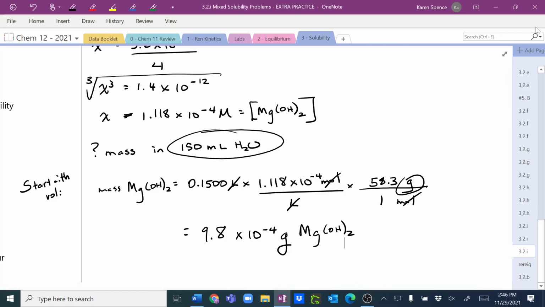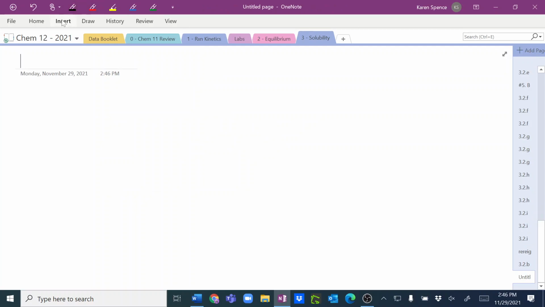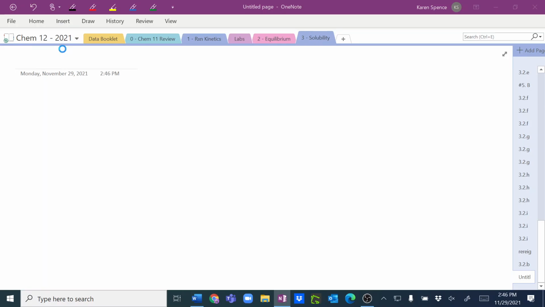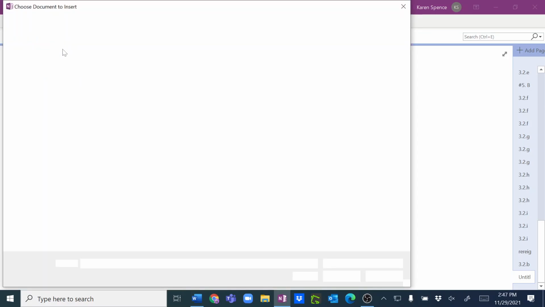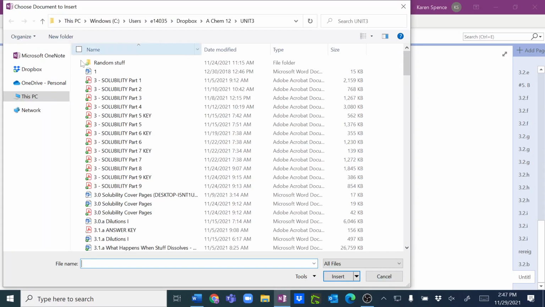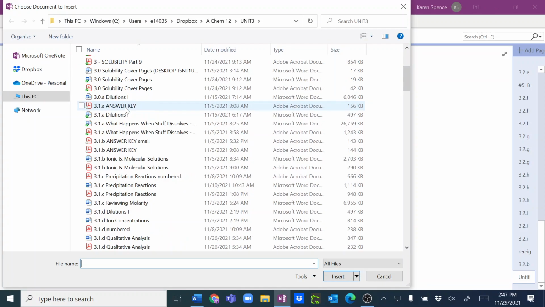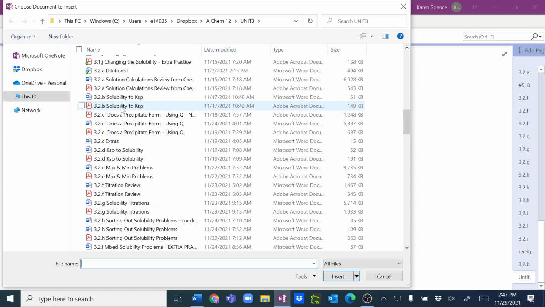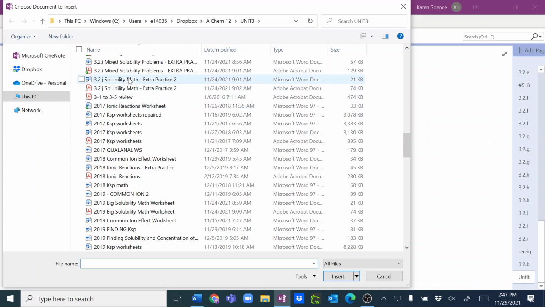Oh, I got to add a new page for this one and insert it. Okay, give me a second here. Add a page. Insert. File printout.